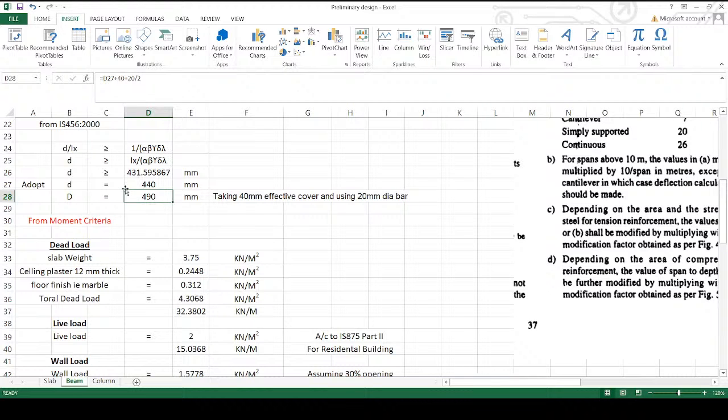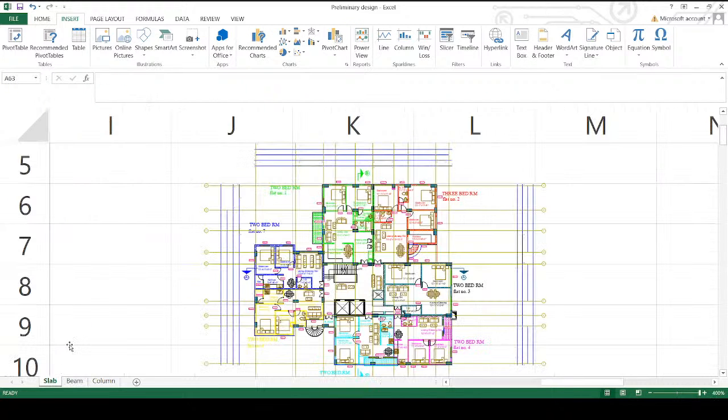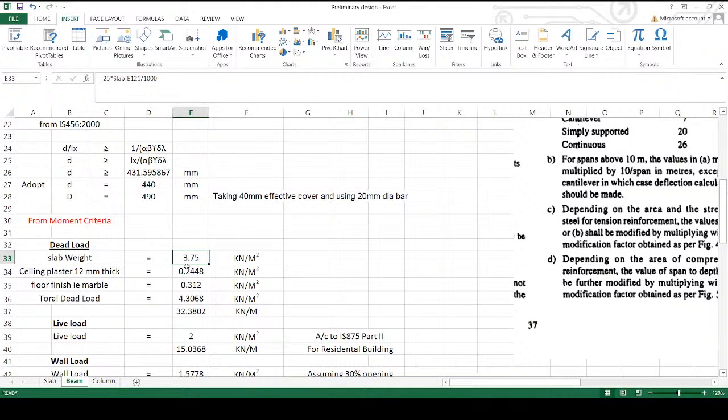Moment criteria. In a beam, the slab load is also concentrated; all the slab load is transferred into the beam, so we have to calculate the slab weight. Slab weight means gamma into capital D, that is gamma 25 into the slab depth, capital D. What is our capital D? In this slab we have already calculated 150, 130, I think 130.